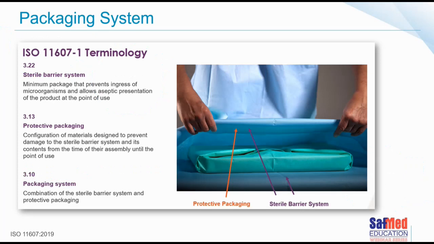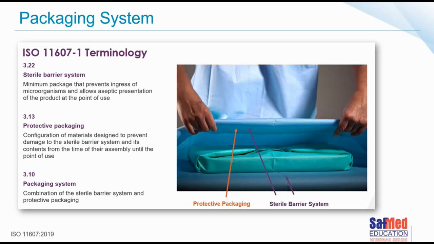As you can recall, we learned in 11607 that a sterile barrier system is the minimum package that prevents the ingress of microorganisms and allows aseptic presentation of the product at the point of use. The protective packaging is the configuration of materials designed to prevent damage to the sterile barrier system and its contents from the time of their assembly until the point of use. And the packaging system is a combination of both the sterile barrier system and the protective packaging.